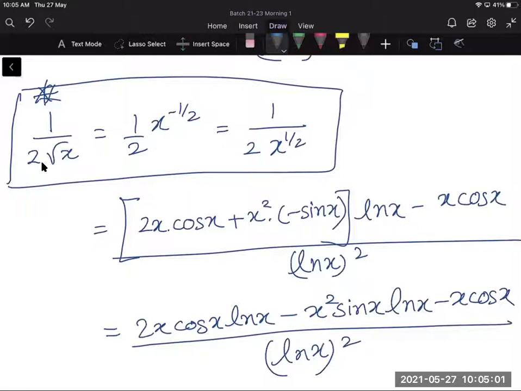But I would like to remind you of two things. Number one is that the rules of algebra that I am following are exactly the same as you have studied in class 9th and 10th, except for the fact that now we have a new rule where we are finding d by dx of some algebraic expression.